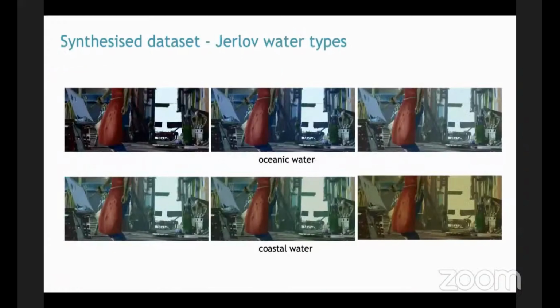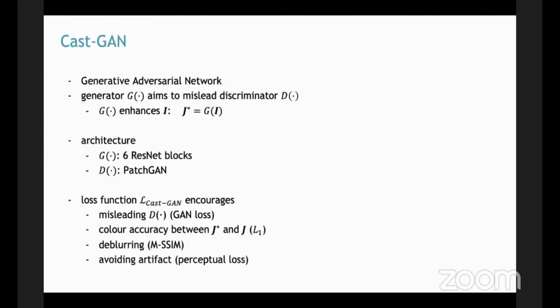So we have everything we need, and this is an example of our synthesized data set with 10 different Jerlov water types here. I only show the typical examples in the oceanic water, that is the blue cast, and the coastal water that correspond to a green or brown color cast. That was the training data set.